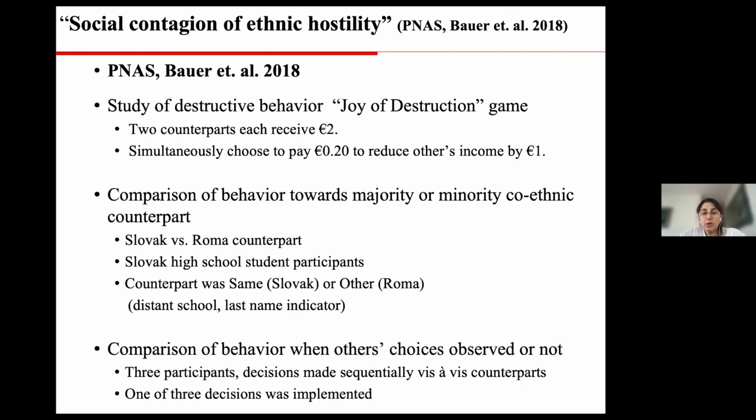And what they wanted to understand was, did people change their choices when they observed other people's previous choices, right? So what they did is they had three participants, each participant had a counterpart. So it's really six people, but three participants, each with a counterpart. And they looked at the three participants and saw, when the first participant made a decision, did that affect the second participant or the third participant vis-a-vis their counterparts? And one of these three decisions was implemented. Okay, and so the results are really quite stunning.